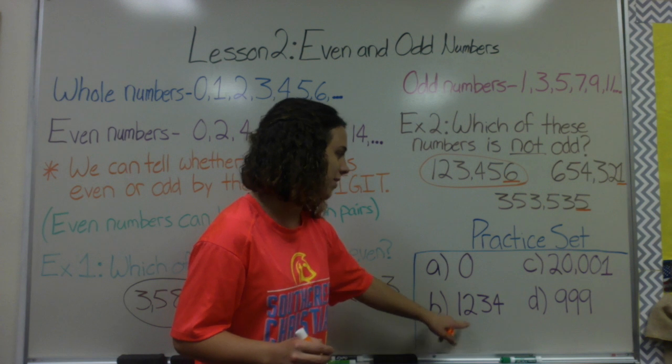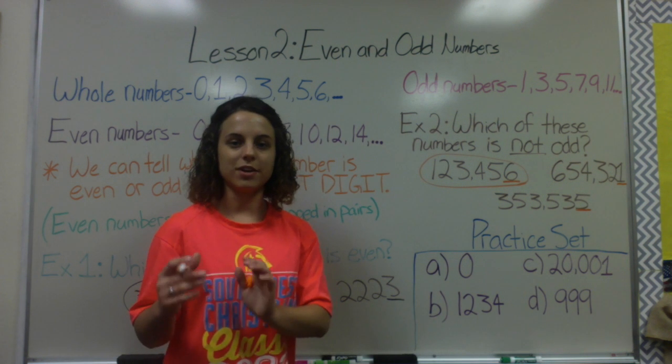1,234, write whether it's even or odd. So write the numbers, then next to it put even or odd.